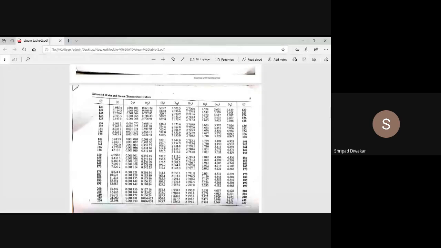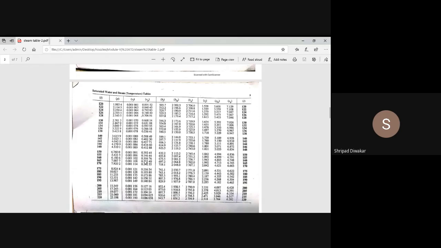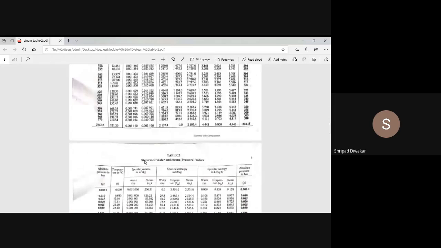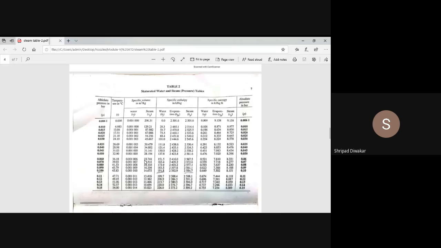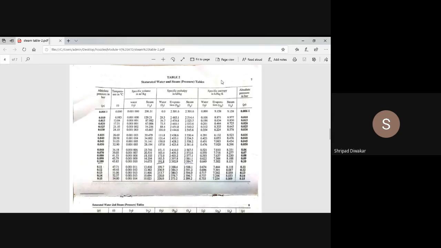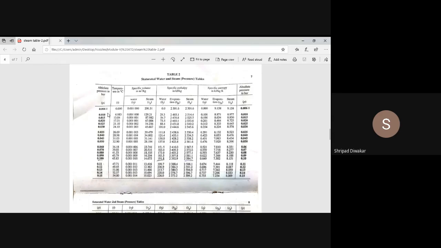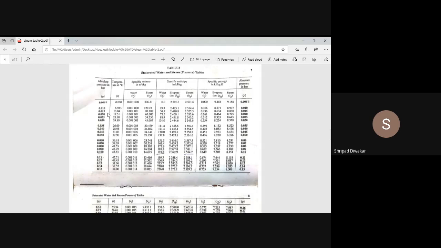So first you have to understand how to read the steam tables. You'll get the steam table in the exam. The second part is table 2, the pressure based table. You can observe the heading is table 2, saturated water and pressure tables. So what values are given here based upon pressure? Suppose I want to find the properties at 0.1 bar pressure. You see the pressure varies from 0.0061 bar to the maximum range. We have minimum to maximum.